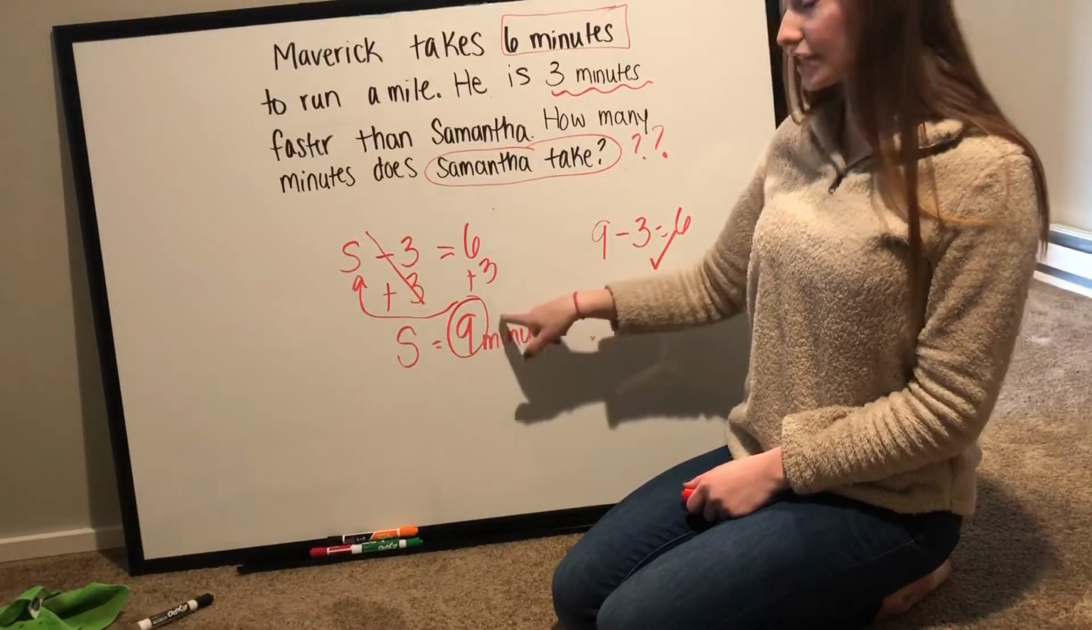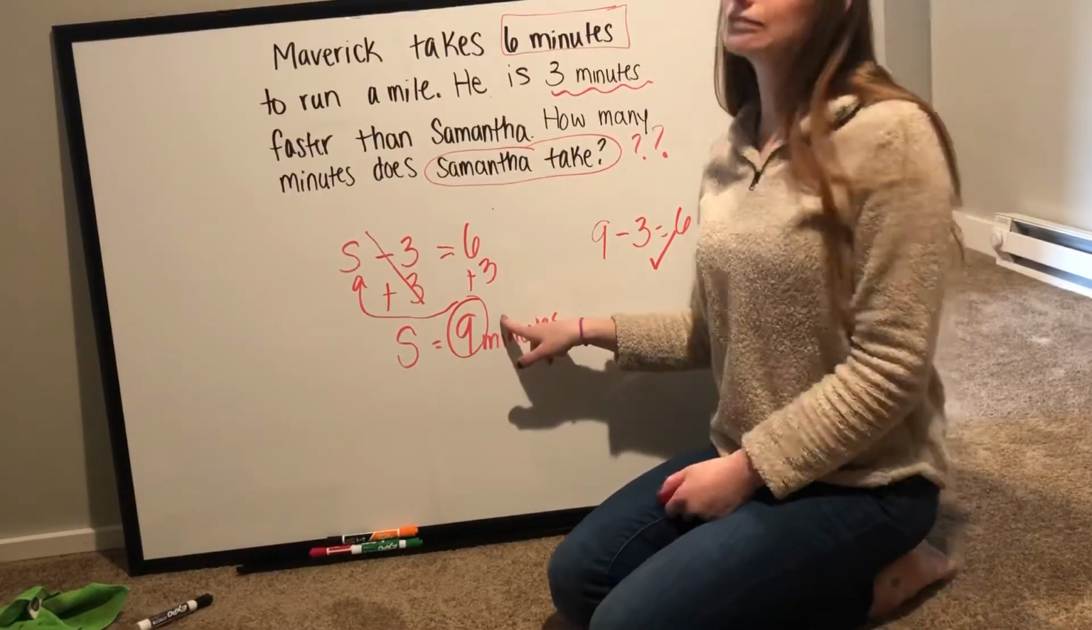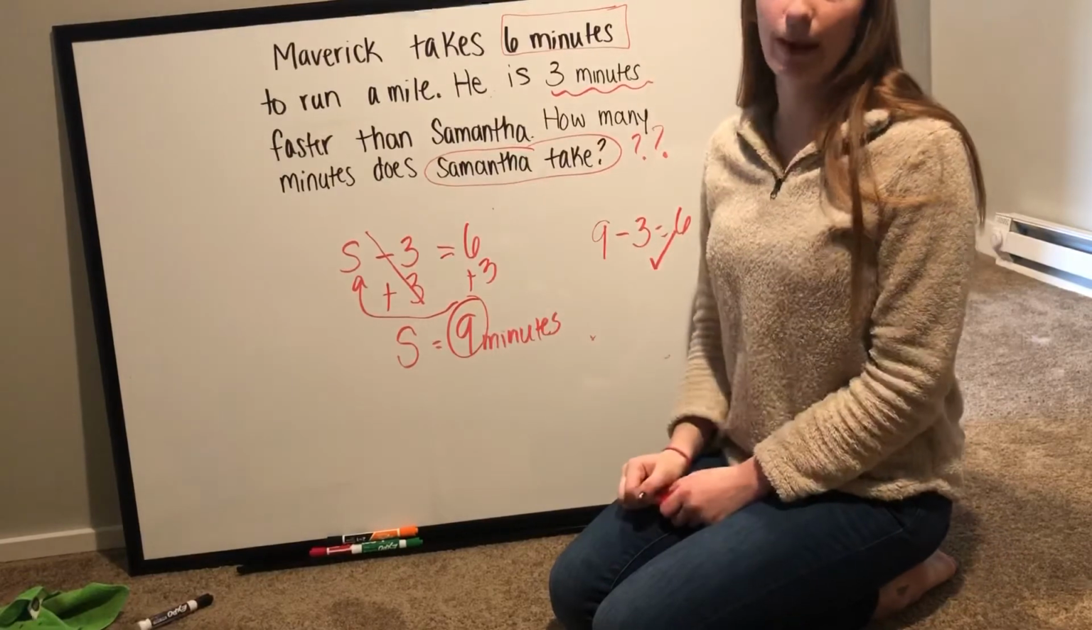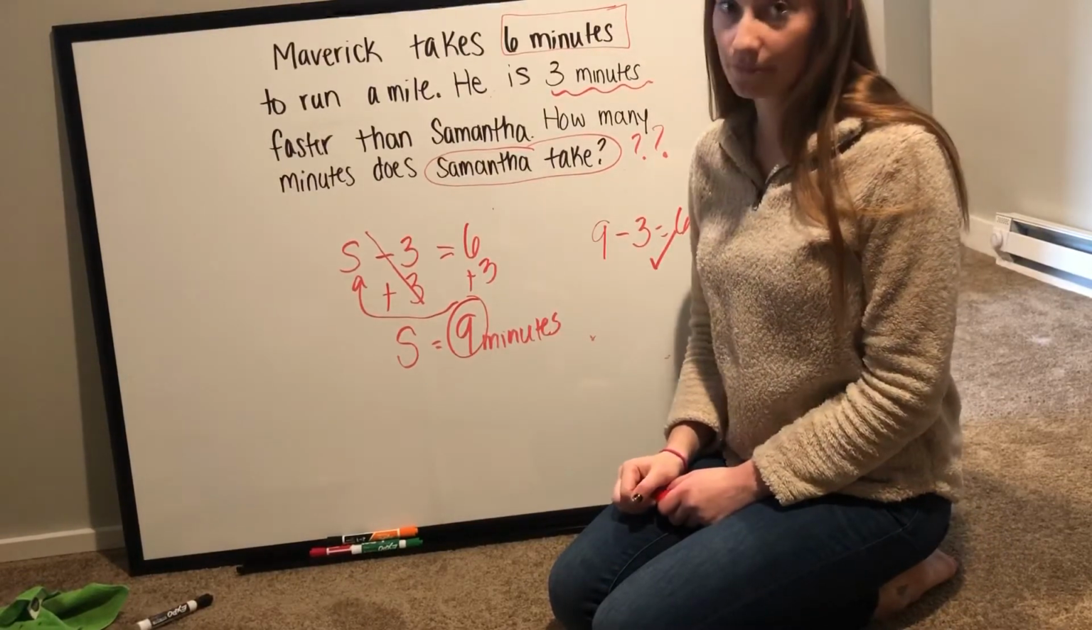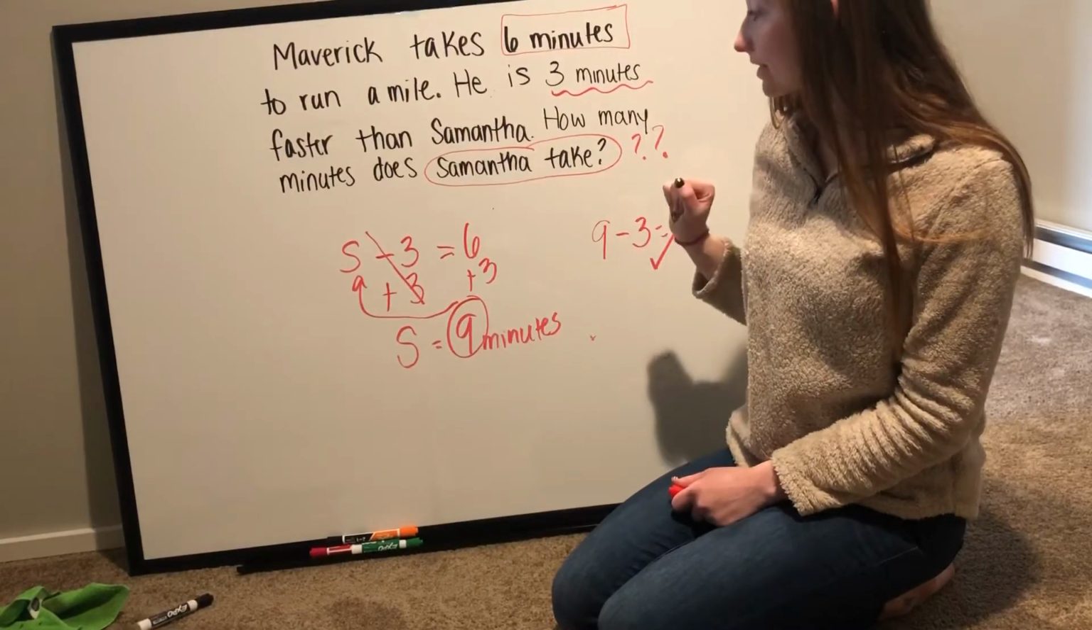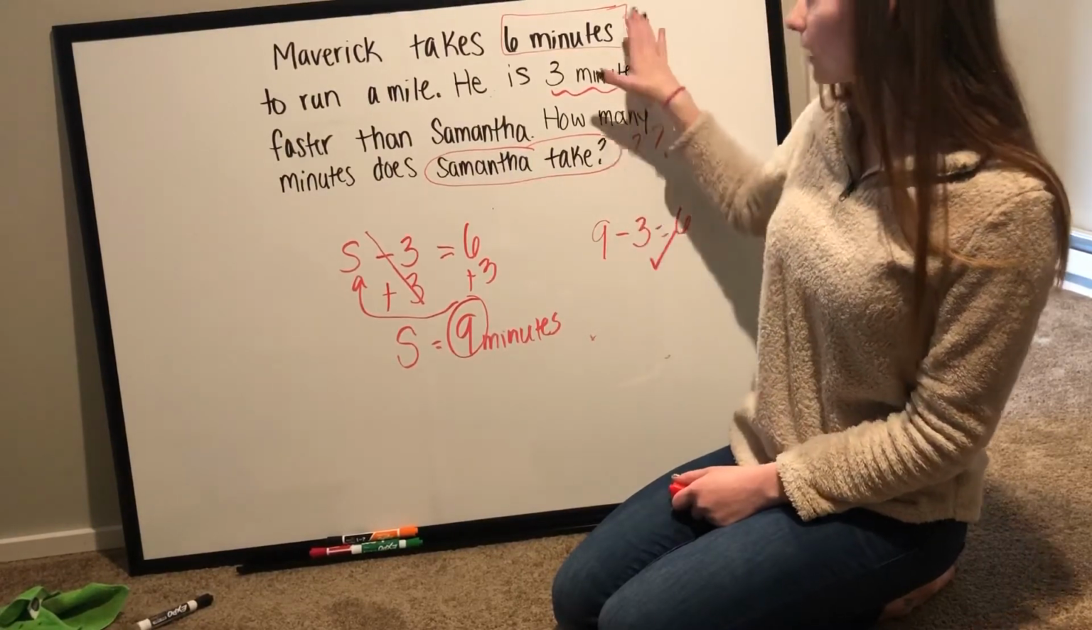6 minus 3 is 3. I ran a 3-minute mile. I don't think that makes much sense. And I'd be faster than Maverick, so that wouldn't make sense either. So that's a good way to tell if your answer makes sense. So make sure you pull out all the numbers.